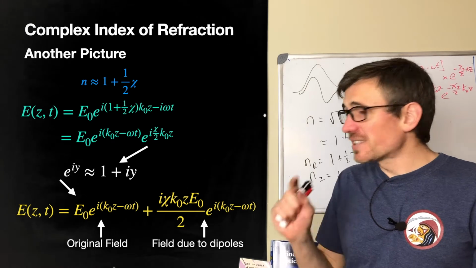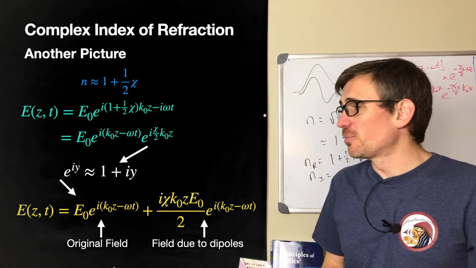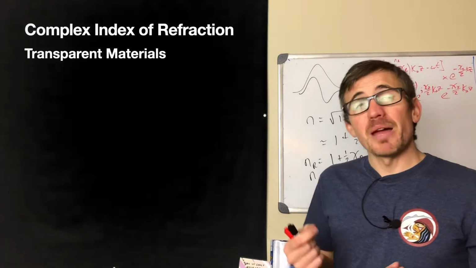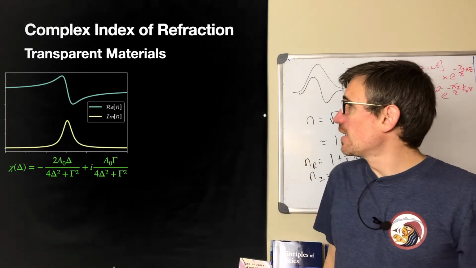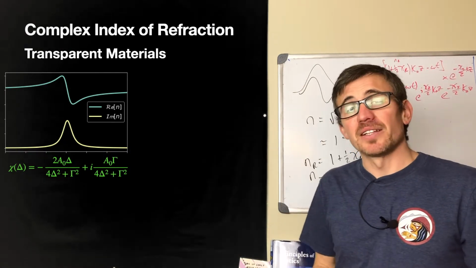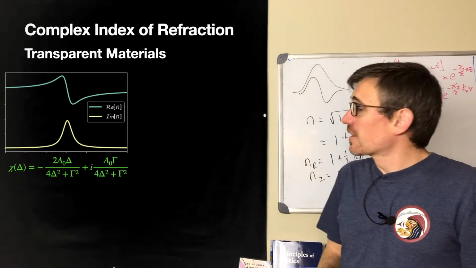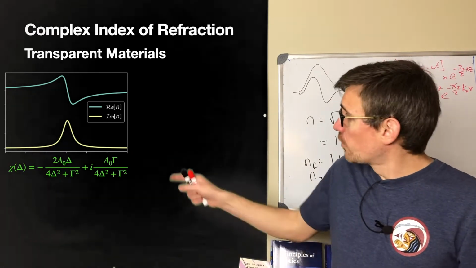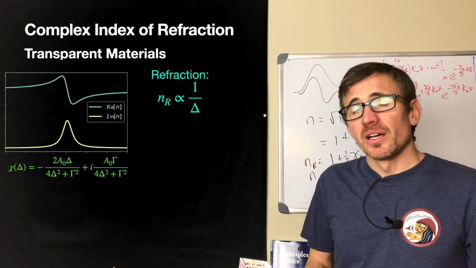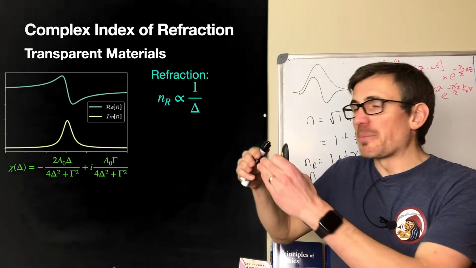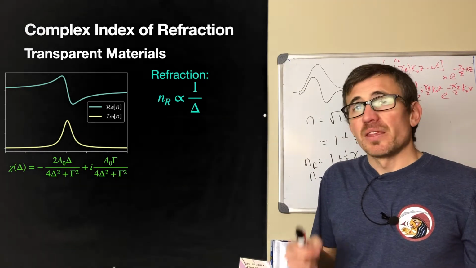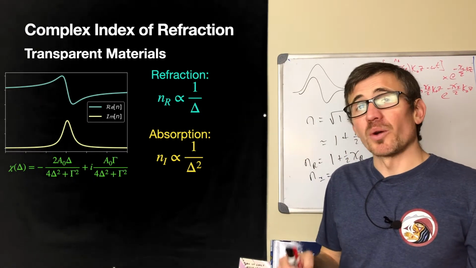So one last thing I want to say about the complex index of refraction before we move on is about transparent materials. So remember what we had. We found chi had this Lorentzian form, and therefore n had this Lorentzian form, and it looks like this when you plot it. Now, if you look at the functional form of this, it has a real and imaginary part, and the real part goes as 1 over the detuning. Remember, this delta is how far away you are from the resonance. The imaginary part, which is the absorption, goes as 1 over the detuning squared.